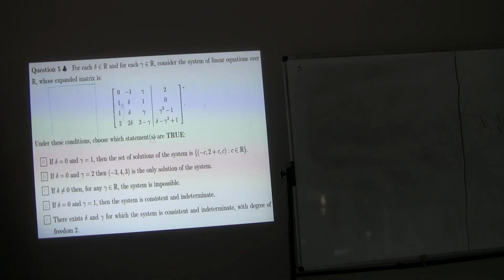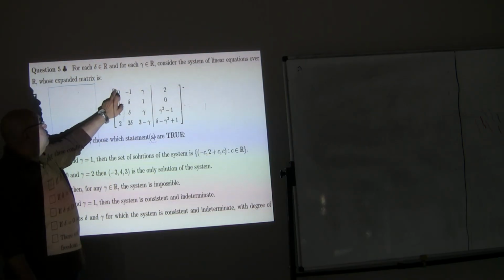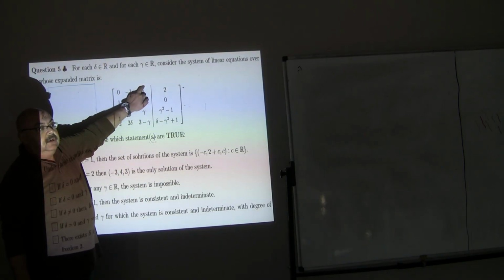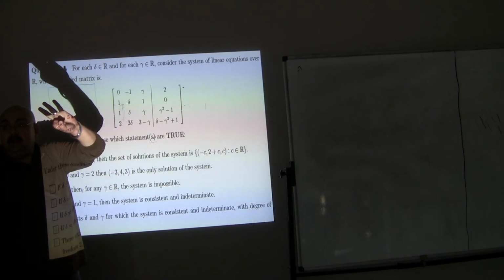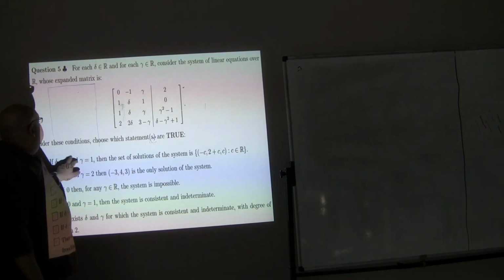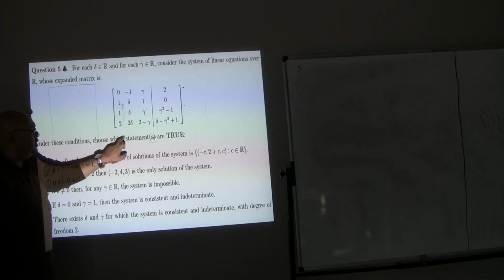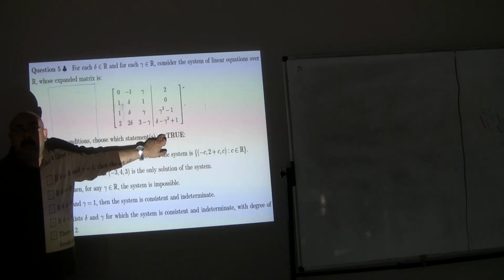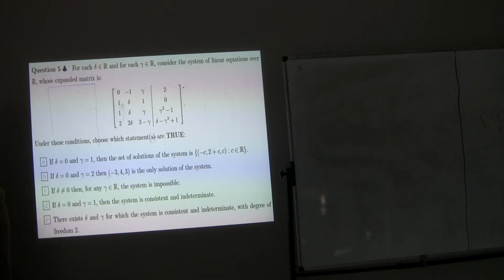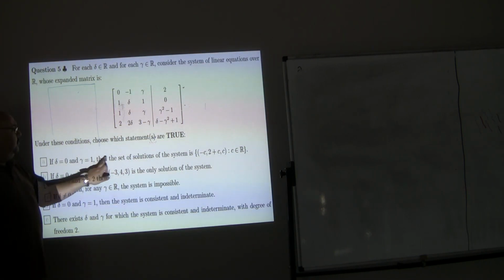مجرد ما بصيت how many variables? This system, how many variables? 3 variables. This is variable number 1, x, y, and z. So I have 3 variables. Are you with me? Okay. Under these conditions, choose which statements are true. اختار الstatements true. نفس الكلاس بتاع الصور.